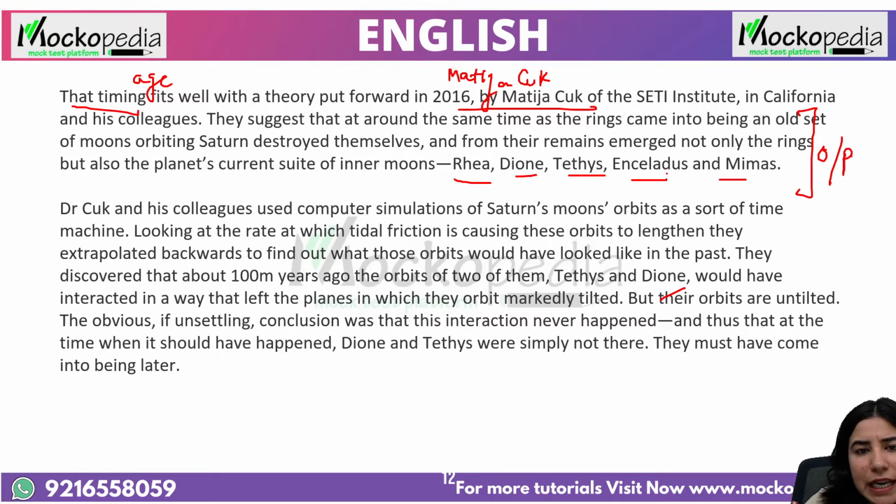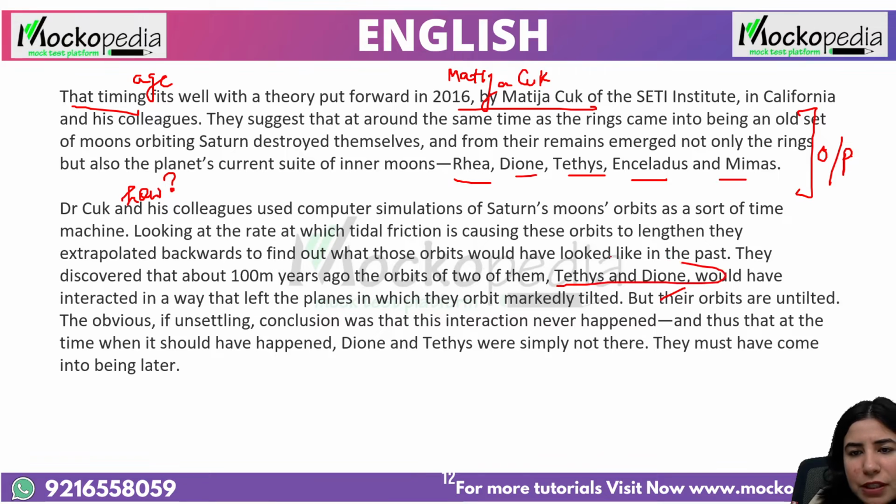Dr. Cook and his colleagues used computer simulations of Saturn's moon orbits as a sort of time machine. So, how they did it? So, I can just write how. Looking at the rate at which tidal friction is causing these orbits to lengthen, they extrapolated backwards to find out what these orbits would have looked like then. So, they're explaining the procedure. They've discovered that about 100 million years ago, the orbits, two of them, Tethys and Dion, would have integrated.